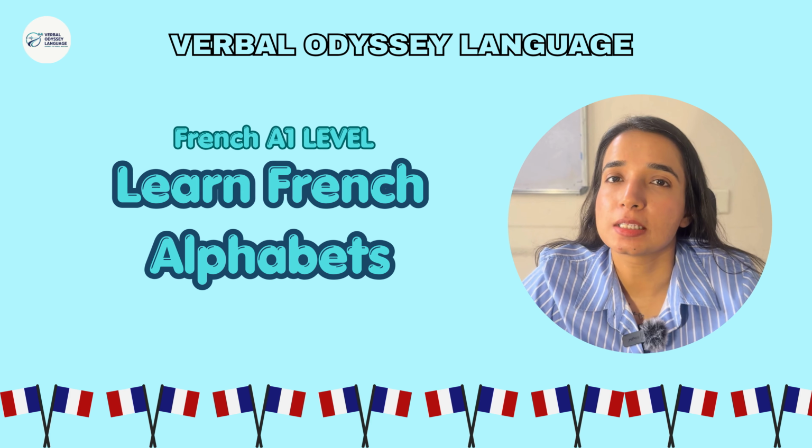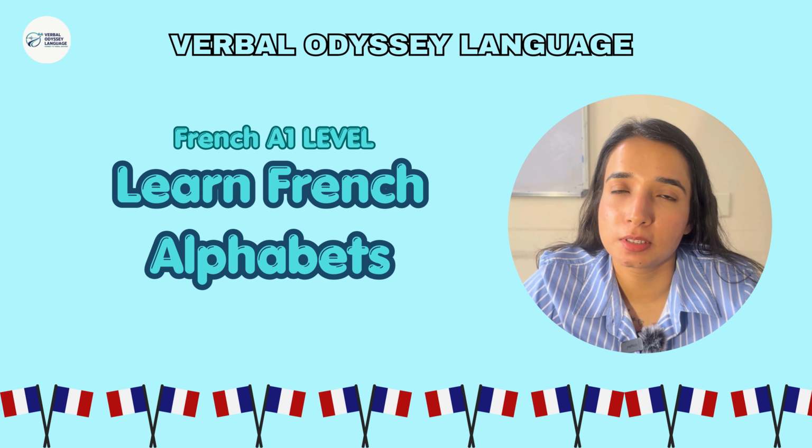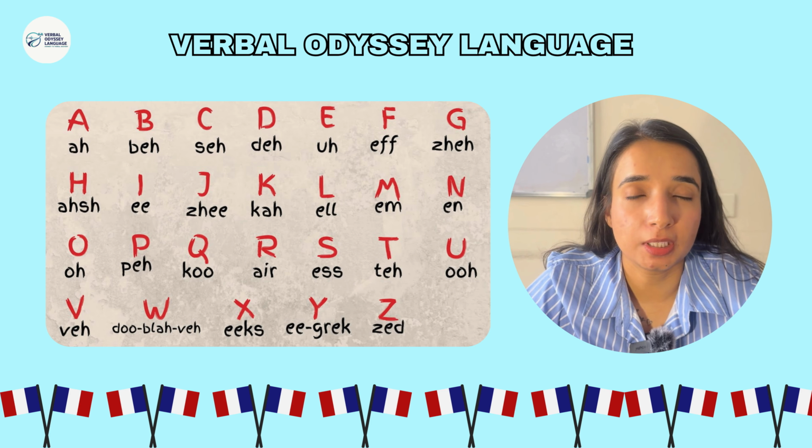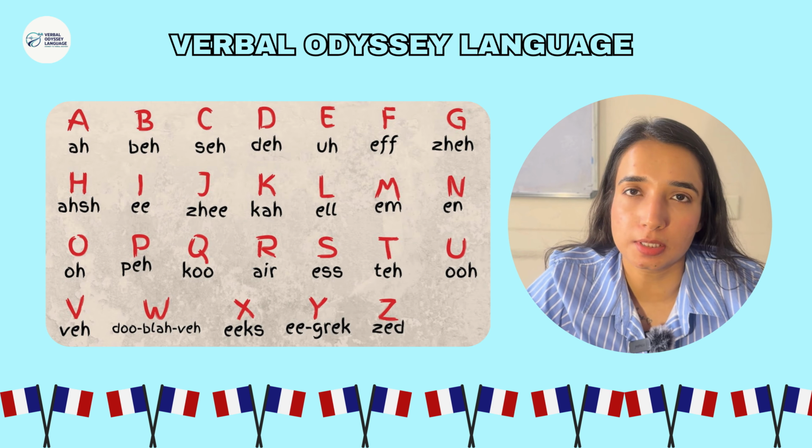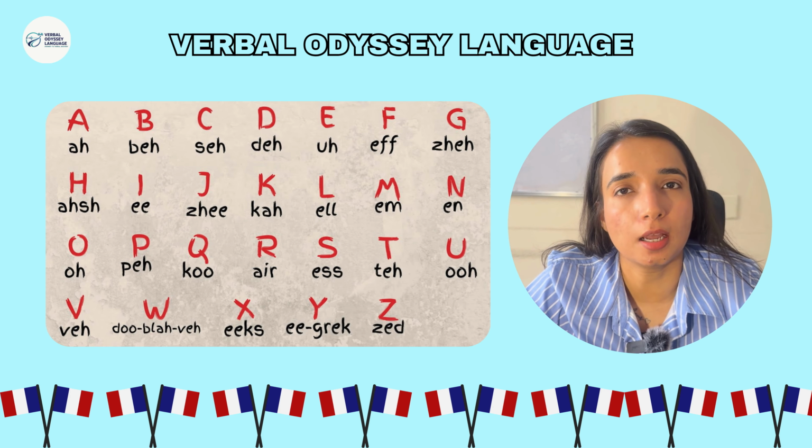So today in the first lesson of A1, we will learn the French alphabet. We have A. In the alphabet it sounds like A. In the word also it sounds like A. For example, la and glass.